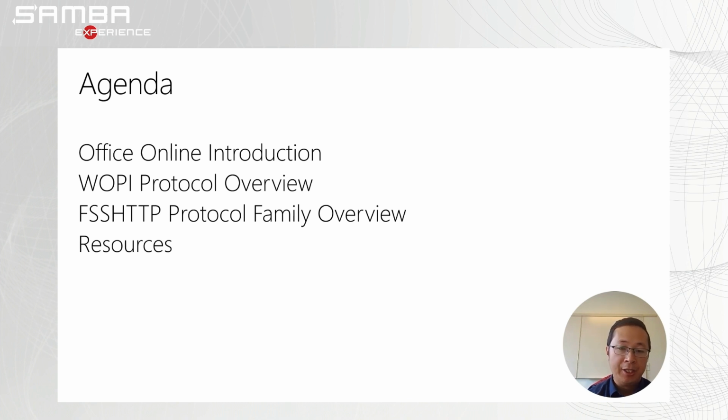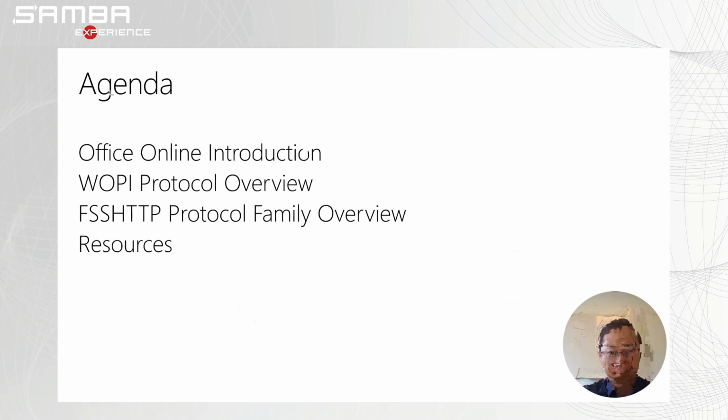Here is today's agenda. First, I will give a basic introduction about Office Online. Office Online and Office 365 are literally the same thing. You can call it Office Online or Office 365, it's all the same thing. Behind the scenes of Office Online are the WOPI protocol and FSSHTTP protocols. I will talk about these two protocol families, and then I will give you a bunch of resources to learn about what I have talked about.